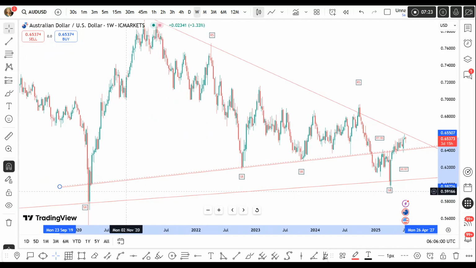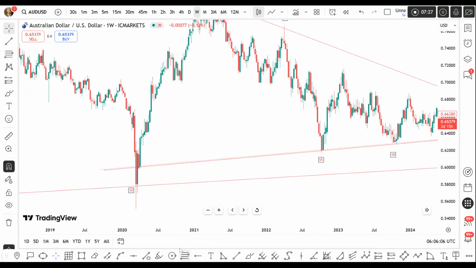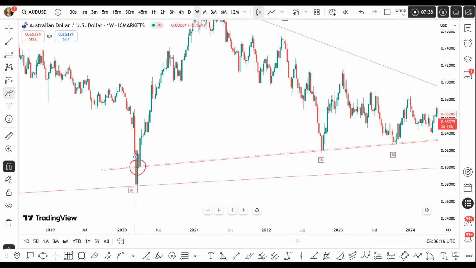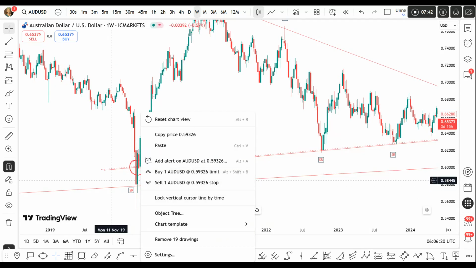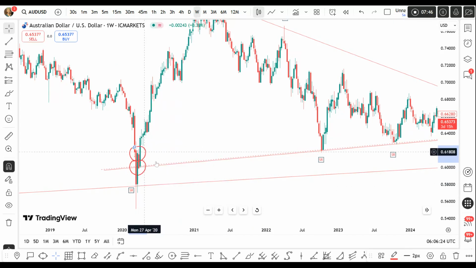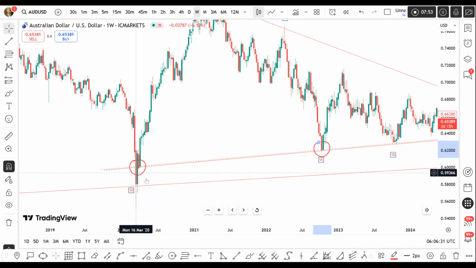Let's look at it again. Let's go back in time. There is a support structure here. That is SR1. There is another one here, SR2, 2022. This one is 2020.